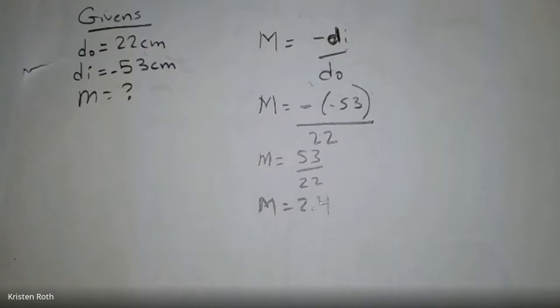Magnification does not have units with it. So if your right answer here, magnification is 2.4 times, right? You can write times beside it. Or you can just say magnification is 2.4. You don't even have to write times. There is no units. Okay, so that's just the number.